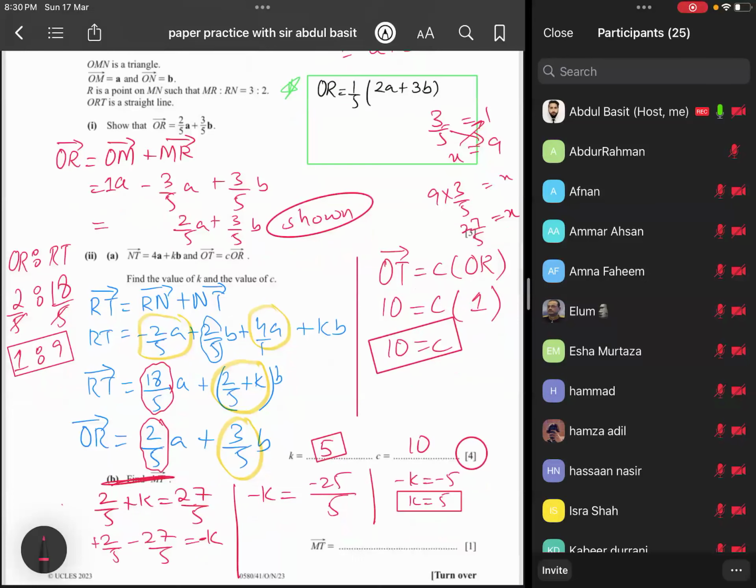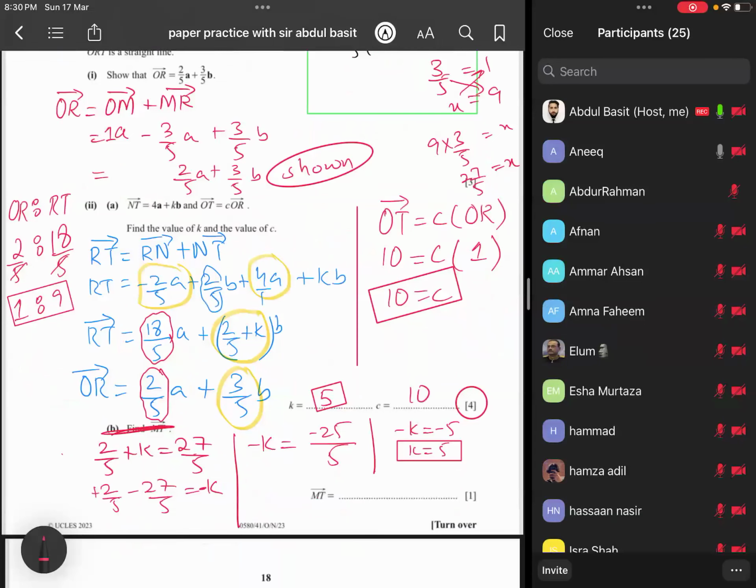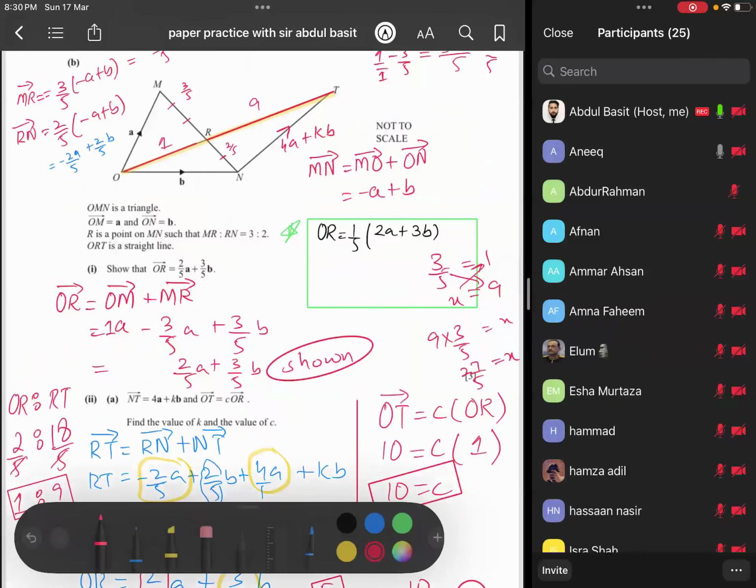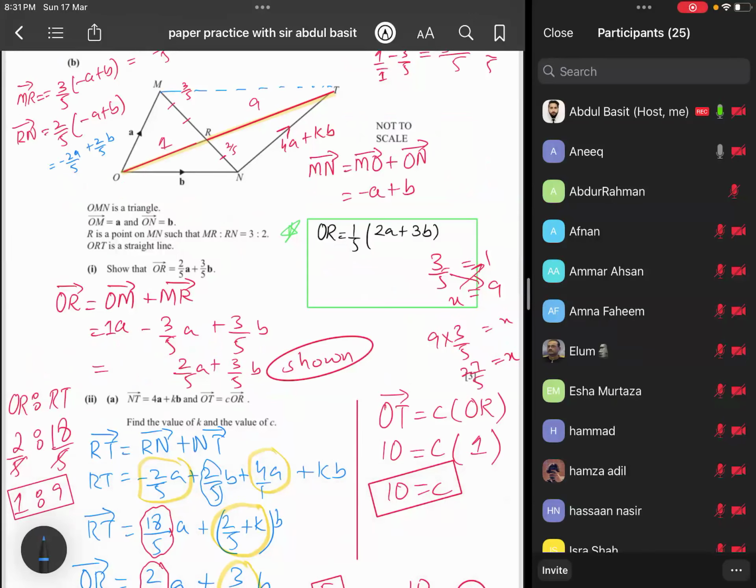Now they say that find M to T. Okay, M to T. So M to T is an imaginary line here, right, Zainab? So M to T would be what? M to T would be MR plus RT. Agree? Or M to T, MN and N to T is also easy. Yes or no? I think M to N and N to T is easy.